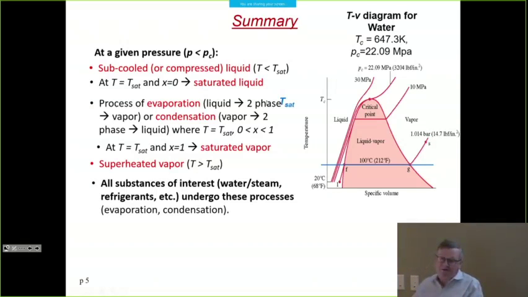And this process is for all substances that we will use, typically water, steam, refrigerants, and air in principle, although for air, this point at atmospheric pressure would be at 77 Kelvin, or, well, air is a mixture. Nitrogen 77 Kelvin, oxygen is a little bit above that.